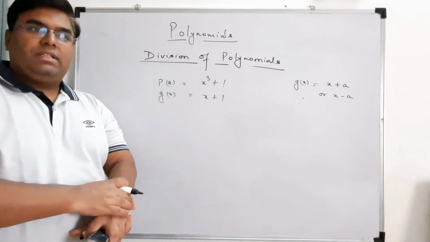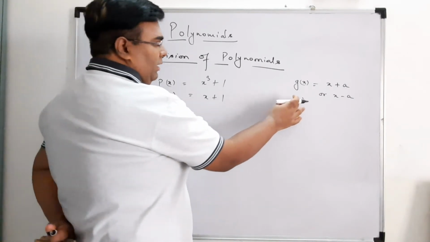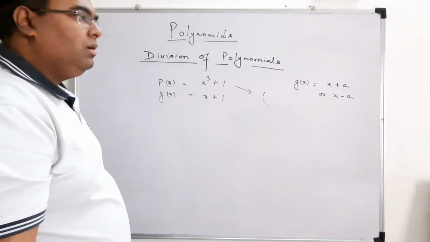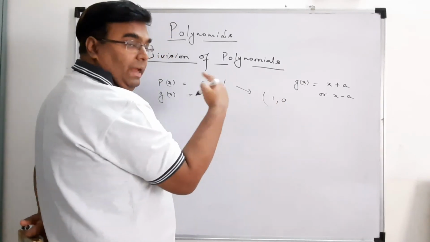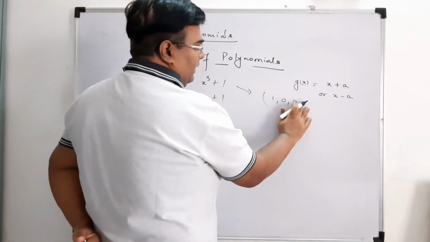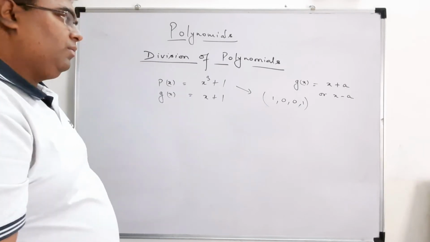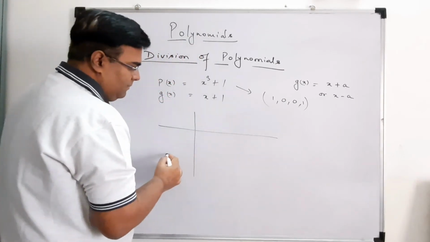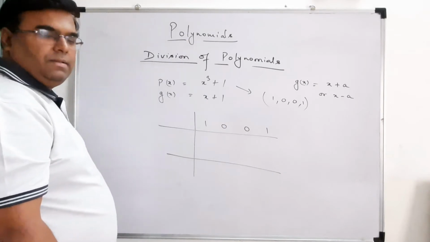Okay, let us do it for the second example also. Synthetic division again. Here, if you write the coefficient form, we have p(x) is x cube plus 1. So your coefficient form is 1, then 0 for x square, 0 for x, and then 1. So this is my coefficient form.